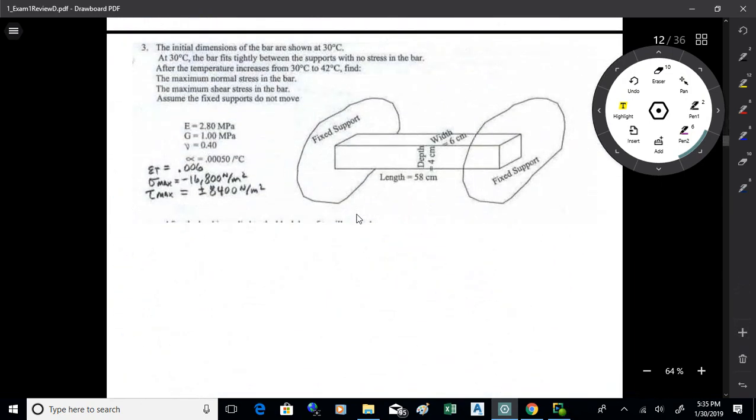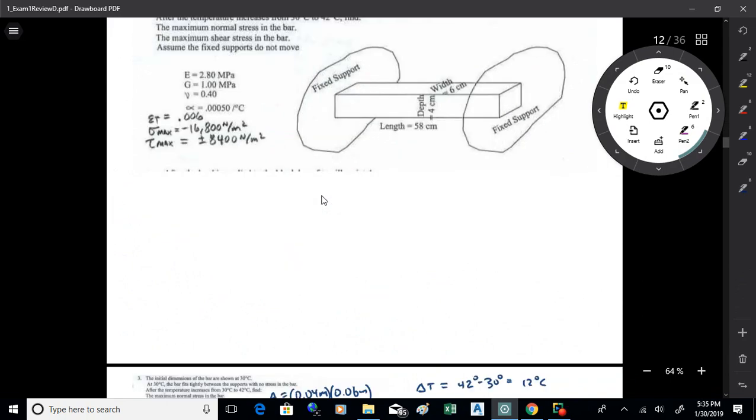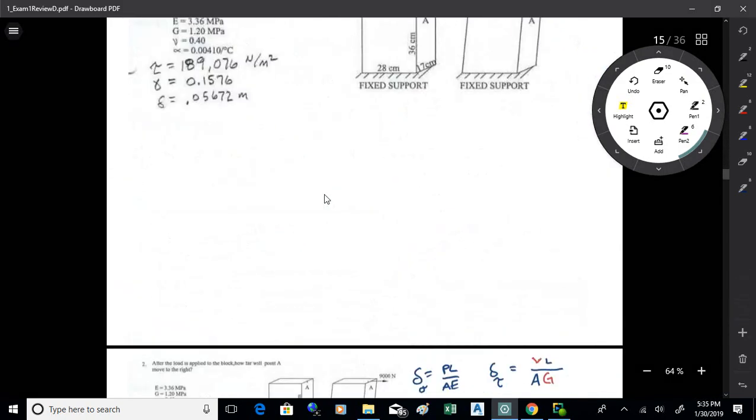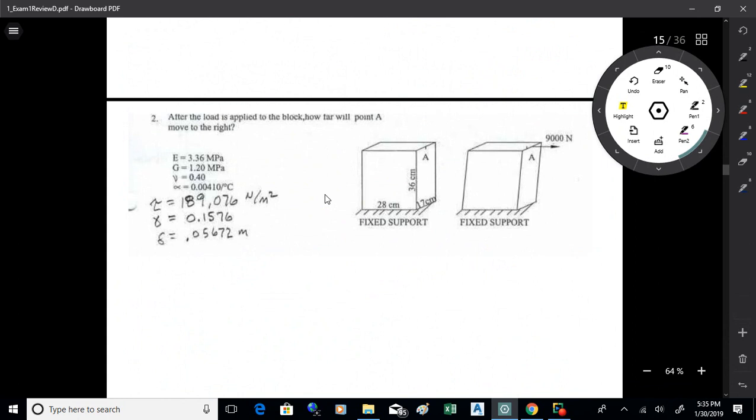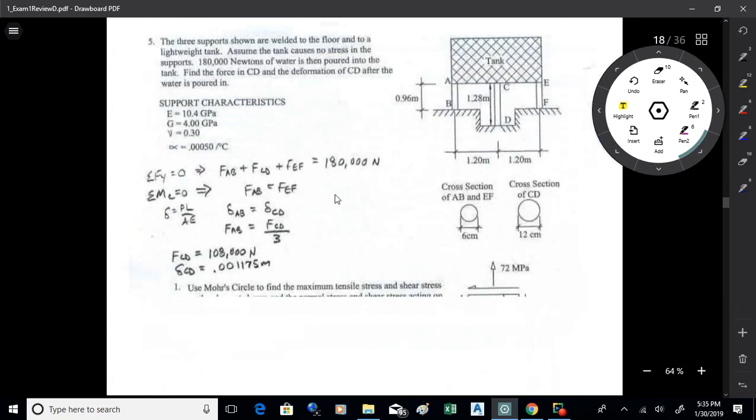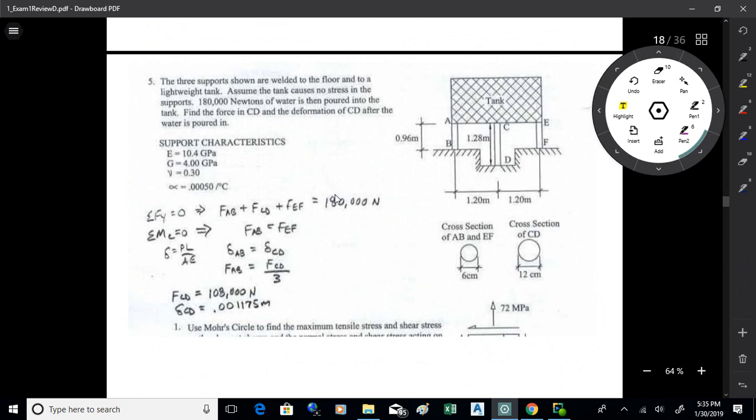Here's a bar fitted snugly between fixed supports. The temperature goes up. I'd like you to find the normal and shear stresses in the bar. Here's a block with a load applied. Find the deformation, or how far point A moves after the load's applied. Okay, there's a tank on 3 posts. We want to find the force in the middle post, and also how much it deforms. That looks kind of like a statically indeterminate problem to me.